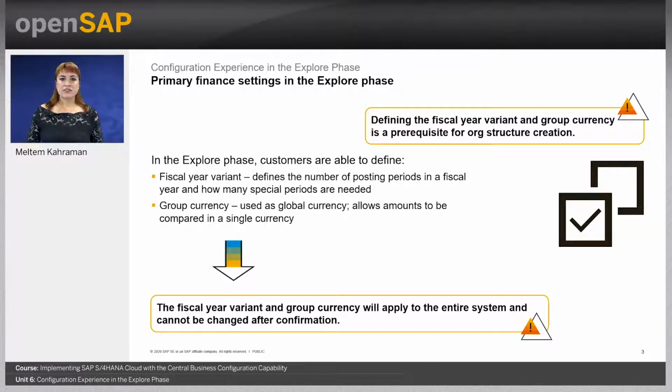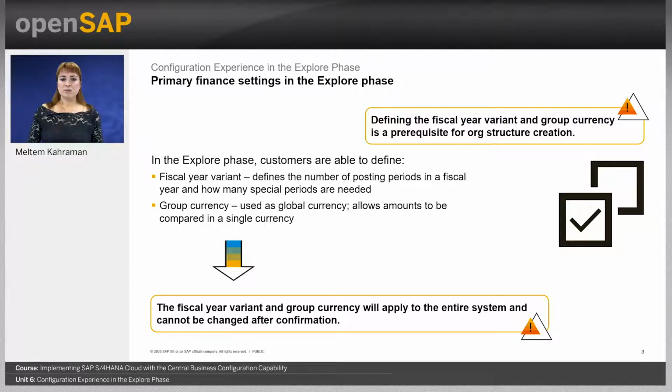The fiscal year variant will be used to define the number of posting periods in a fiscal year, how many periods customers need, and how the system should determine posting periods during the posting. Fiscal year variant defines the relationship between the calendar year and the fiscal year of your company. They specify the number of periods and special periods and the start and the end date of a fiscal year. In addition, they define how the system determines the posting periods to assign when posting a journal entry.